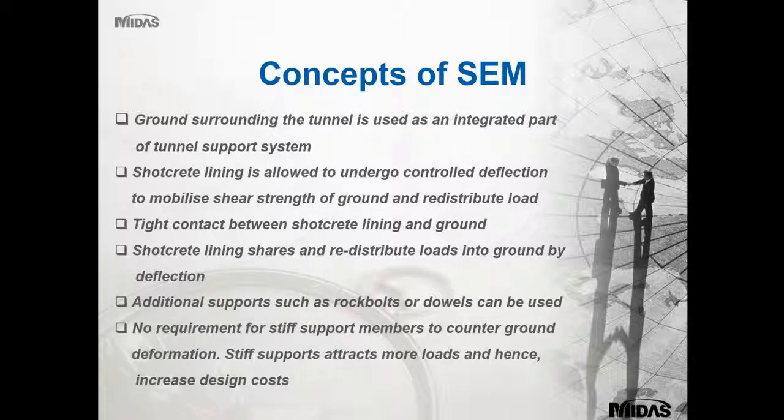So the ground surrounding the excavation cavity is an important medium to redistribute the stresses. To stabilise the excavation in softer weak rock, the first pass of shotcrete lining is made up of low stiffness so that it undergoes controlled deflections to mobilise the shear strength in the ground, but at the same time is stiff enough to provide structural support and prevent any spalling. Since the shear strength in ground is mobilised and used as a support measure, stiff supports are not required, so stiff supports attract more loads and hence they increase design cost. So by using the inherent strength of the ground, support requirements are kept to a minimum.